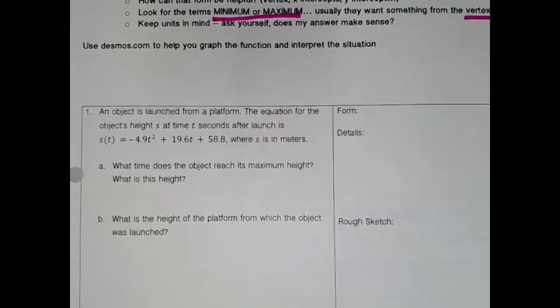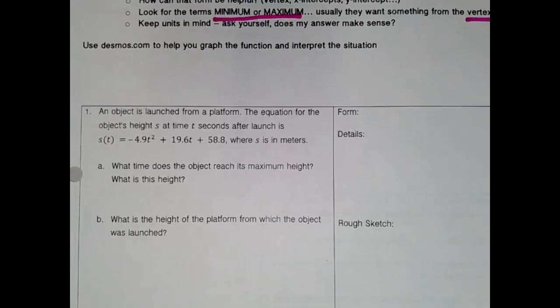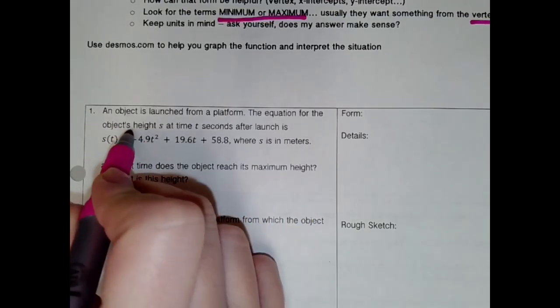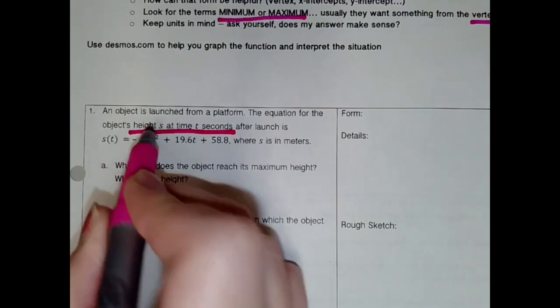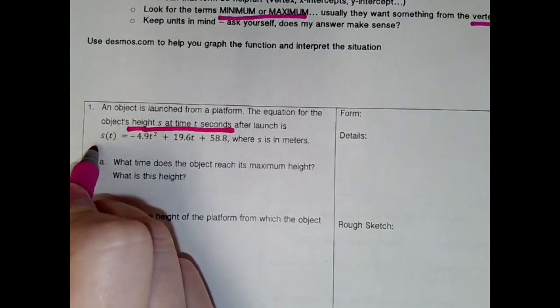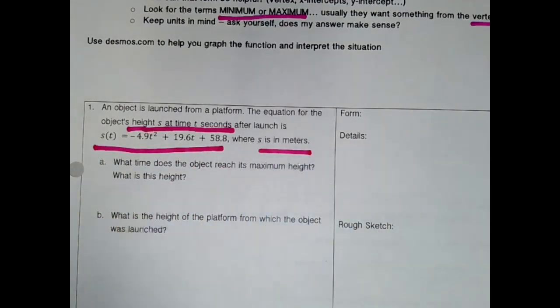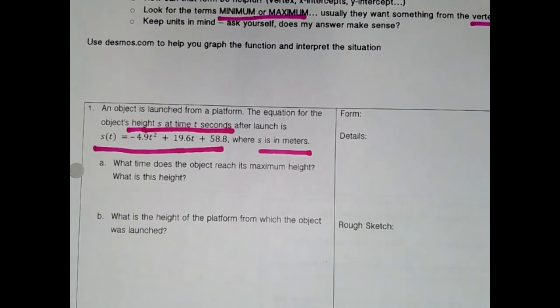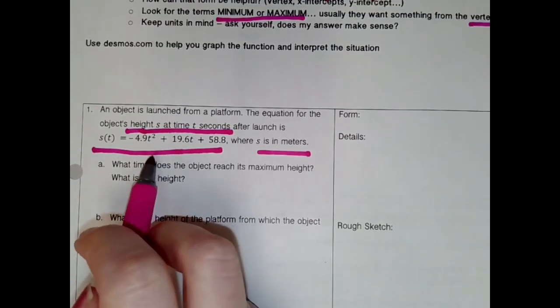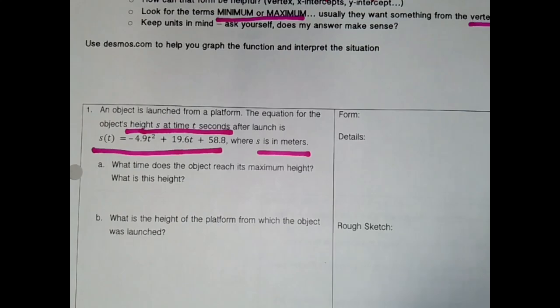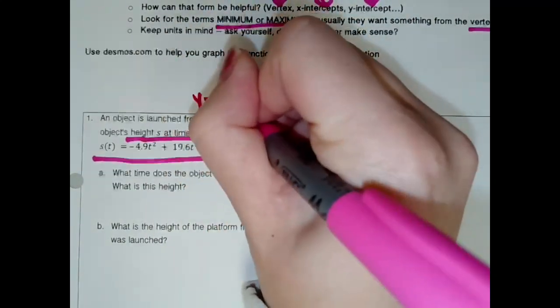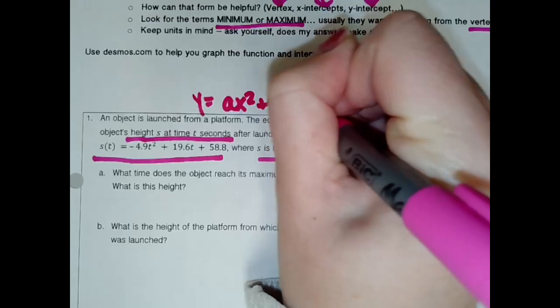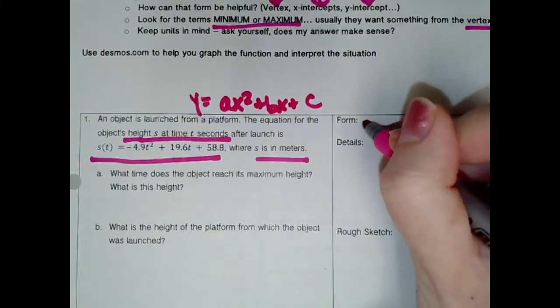For number 1, it says an object is launched from a platform. The equation for the object's height, s, so that's important, at time t after launch is this equation right here, where s is measured in meters. Before I try to answer these next questions, I'm analyzing that first part. This equation, what form is it written in? Well, it looks like y equals ax squared plus bx plus c, which is standard form.